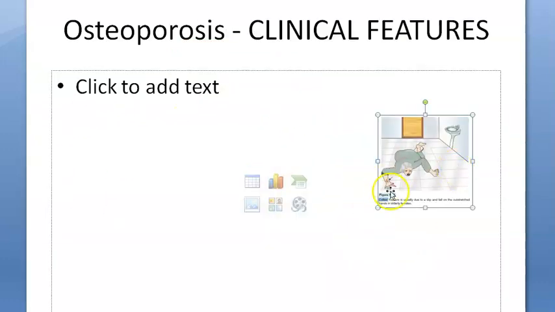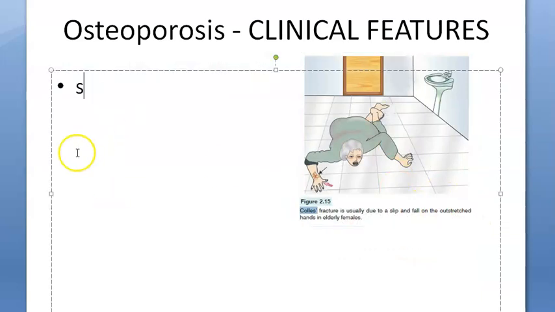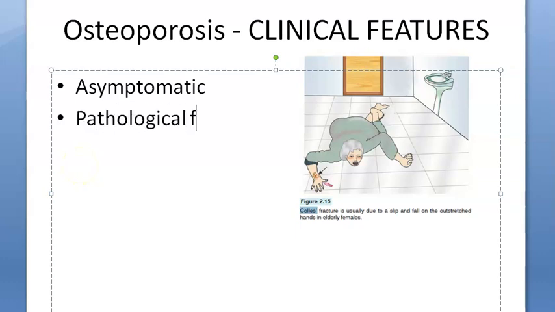Now let us look at the clinical features. Clinical features will be asymptomatic. The first thing they are saying is asymptomatic. So they may be totally fine or they will have pathologic fracture. Pathologic fracture means for a trivial trauma or absolutely no trauma, they can have a fracture. And which is the most common site? It is the dorsolumbar spine.